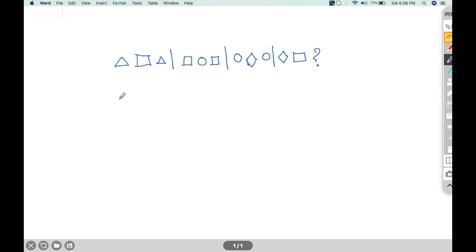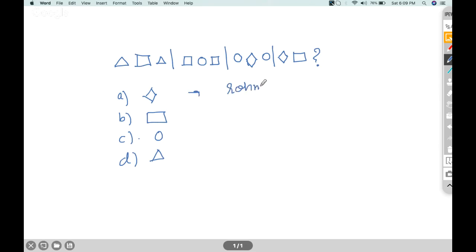Options are, option A is parallelogram. Option B is rectangle. Option C is circle. Option D is triangle. So just let me know which figure you will put down. Yes. So here I will put down rhombus.